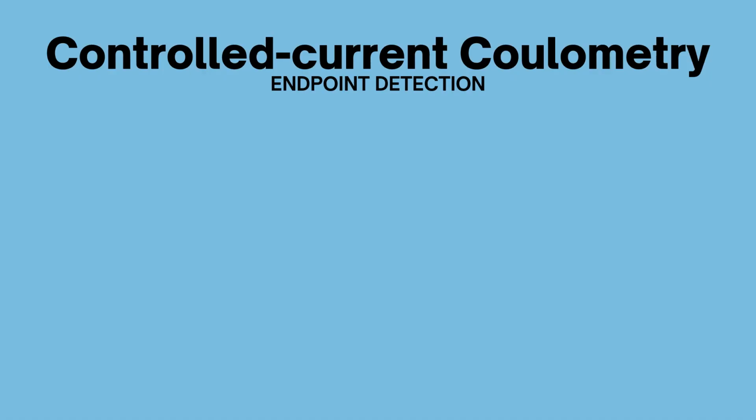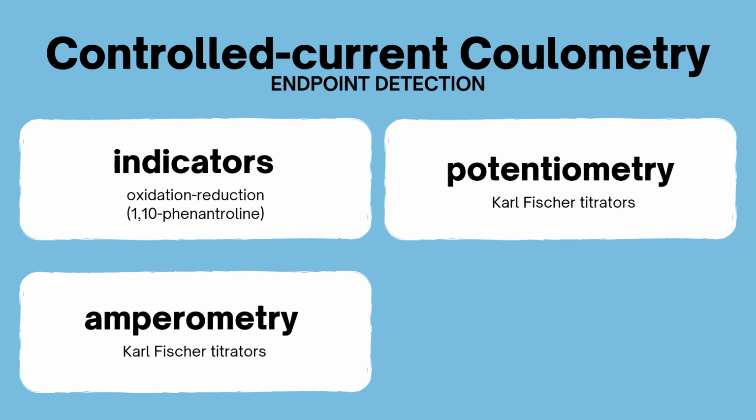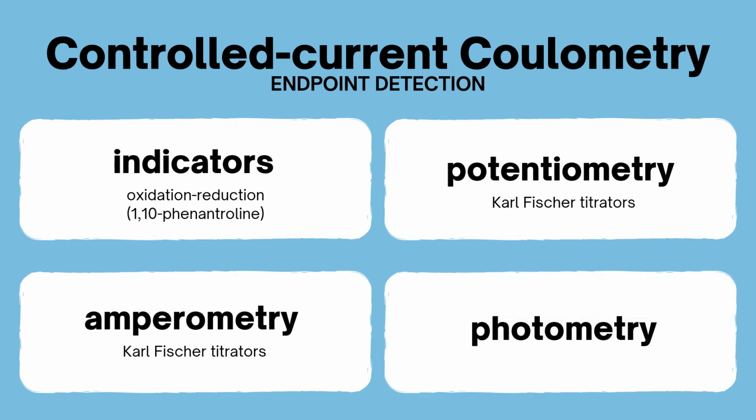Coulometric titrations, like their volumetric counterparts, require a means for determining when the reaction between analyte and reagent is complete. Generally, the endpoints used in volumetric methods are applicable to coulometric titrations as well. For example, in the titration of iron(II), an oxidation-reduction indicator can be used. As an alternative, the endpoint can also be determined potentiometrically or amperometrically. These are used in Karl Fischer titrators. Some coulometric titrations also use a photometric endpoint.